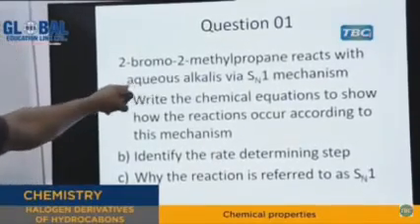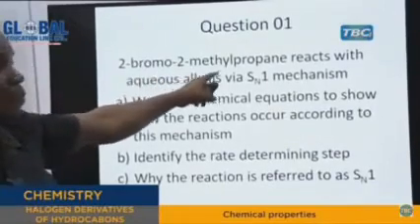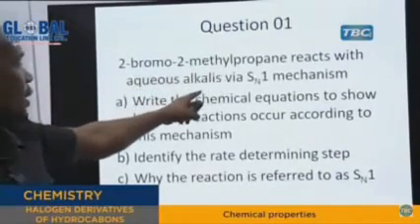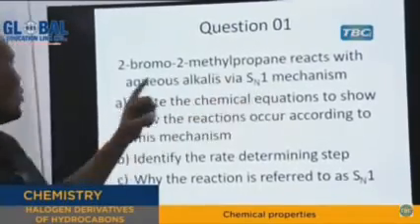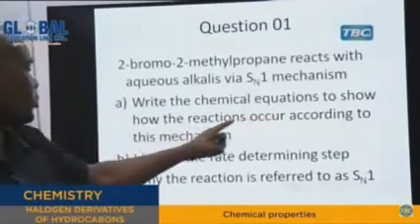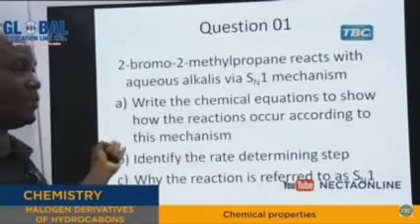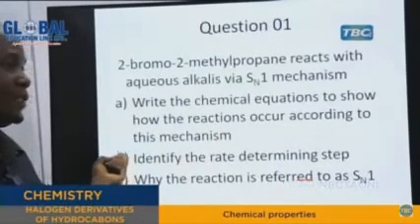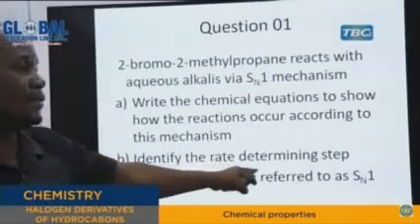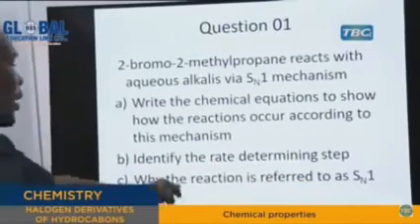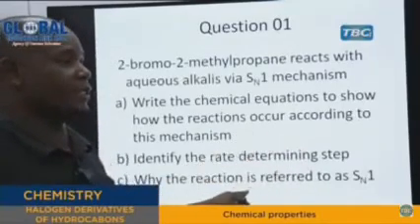Now, the first question is that 2-bromo-2-methyl propane reacts with aqueous alkali via first order nucleophilic mechanism. You are asked to write the chemical equations to show how the reaction occurs according to this mechanism. It is so simple since you have seen how the mechanism takes place. Second, we have been asked to identify the rate determining step. And third, why the reaction is referred to as first order nucleophilic substitution reaction.